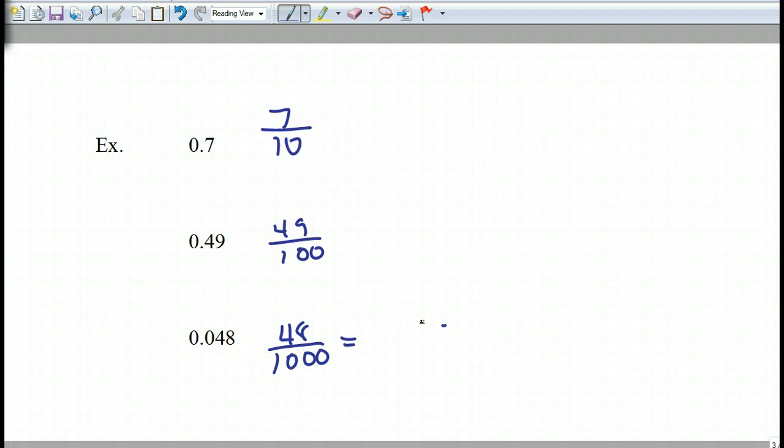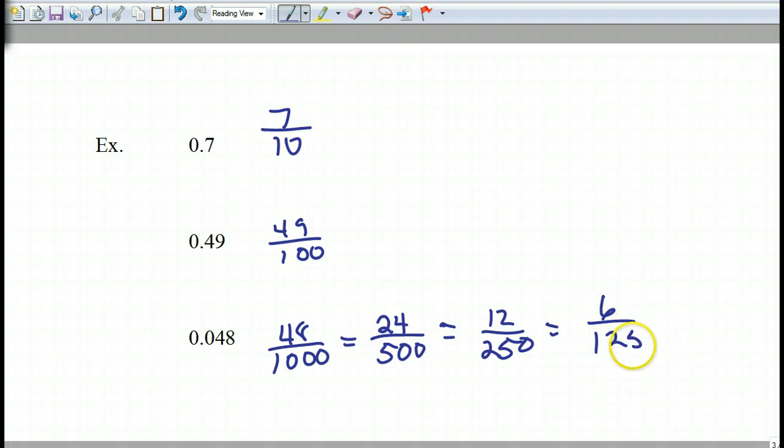Okay, can I reduce that? By golly, yes I can. Okay, so this will be 24 over 500. Can I reduce that again? By golly, yes I can. And then that'll be 6 over 125.